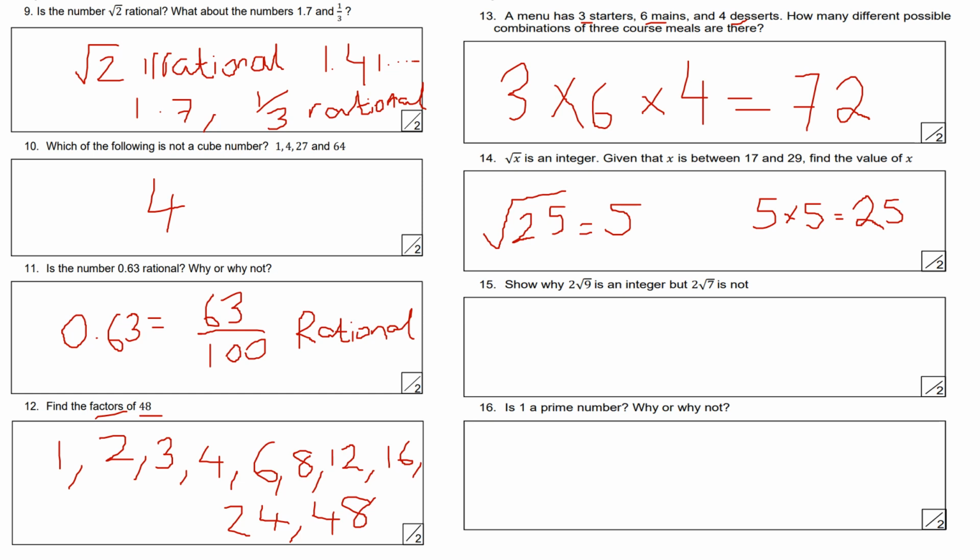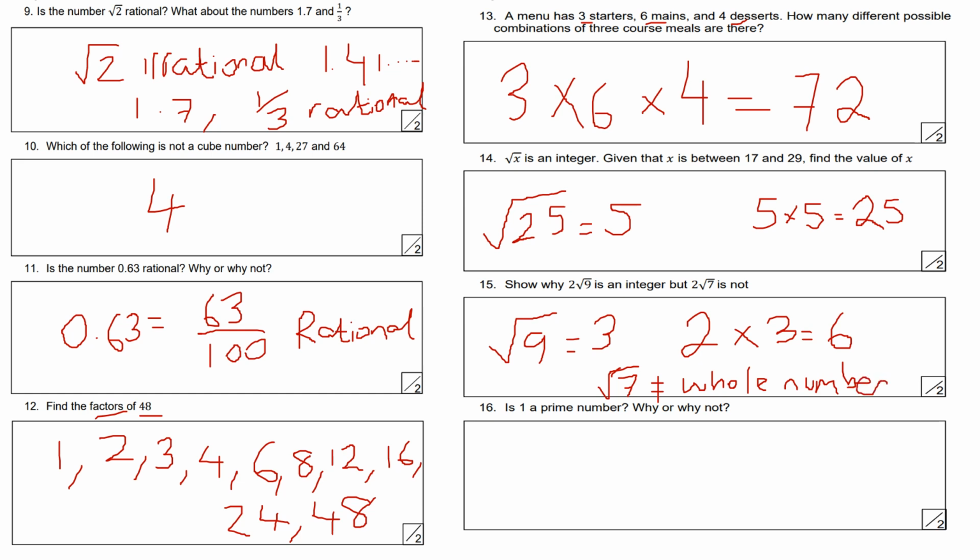Question 15. Show why 2 root 9 is an integer but 2 root 7 is not. Because the square root of 9 gives me the whole number 3. Okay, so I have 2 lots of 3, which is 6. 6 is a whole number, i.e. the same as an integer. So I've shown that actually here. However, root 7, okay, 7 is not a square number. So this does not equal a whole number. Therefore, 2 root 7 will not be a whole number either.